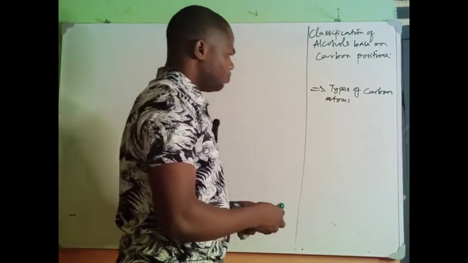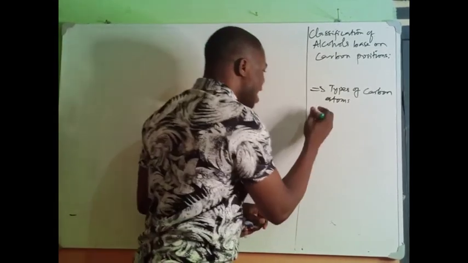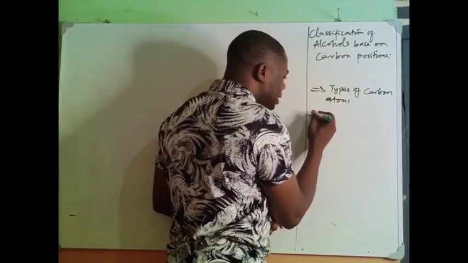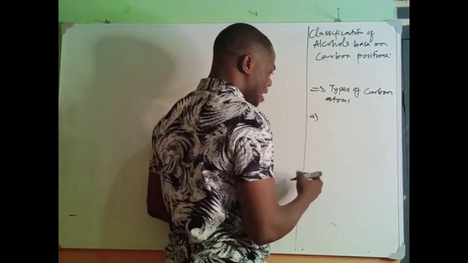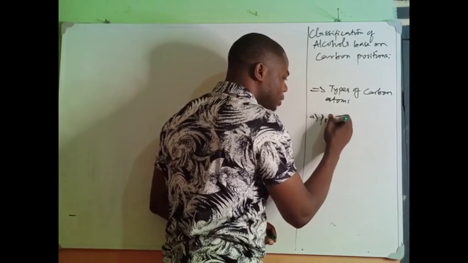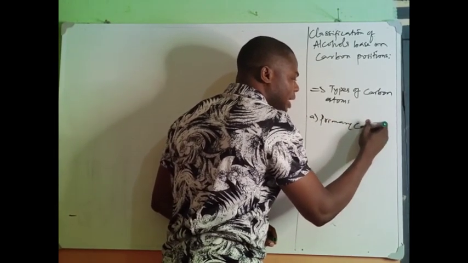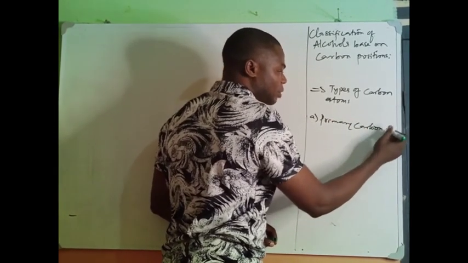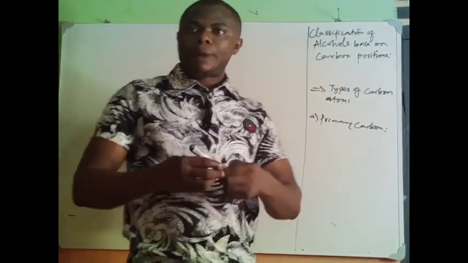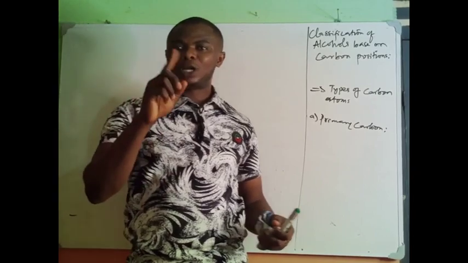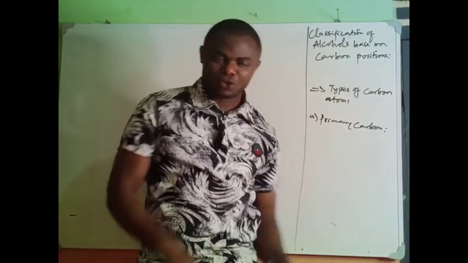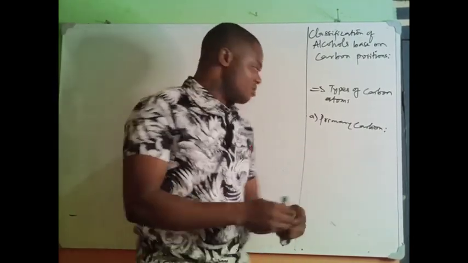So type of carbon atom. Under type of carbon atom, we are having number one, or let me number with alphabet, A, is primary carbon. Primary carbon. What is a primary carbon? A primary carbon is that carbon atom that has only but one other carbon directly attached to it. Directly attached. Look at this.